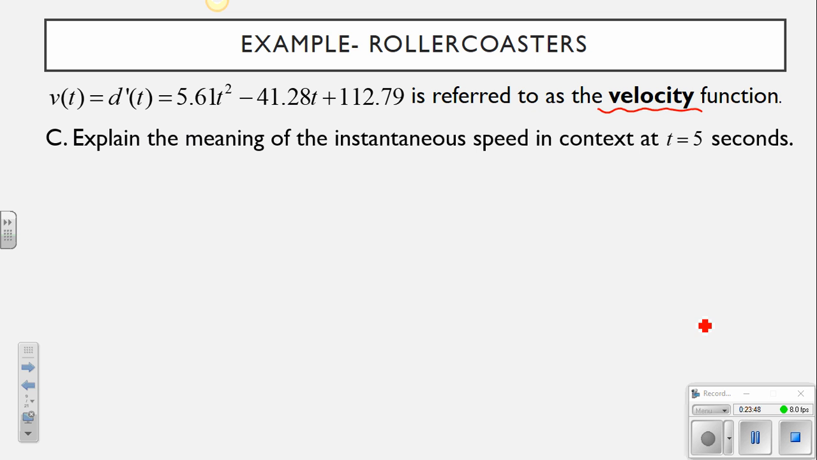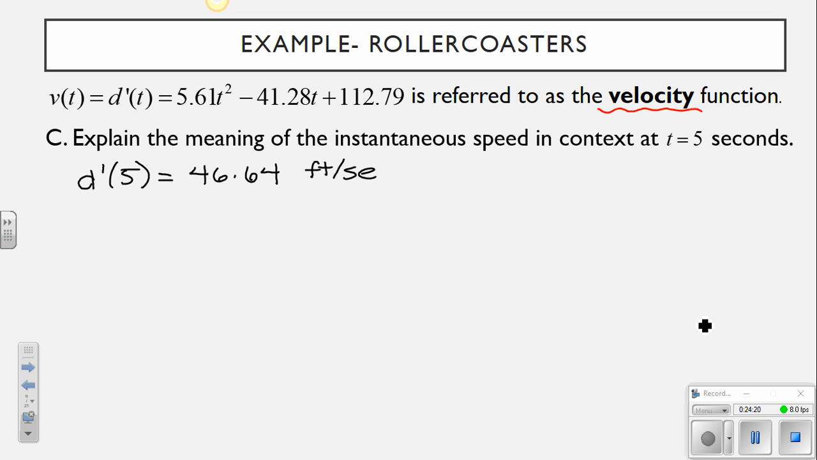What are we going to do? Plug what in? Be more specific. 5 into the velocity function, aka the derivative of position. So plug in 5 here, and what should you get? 46.64. Now, Alex, with that, I need units. What'd you say? Feet per second.